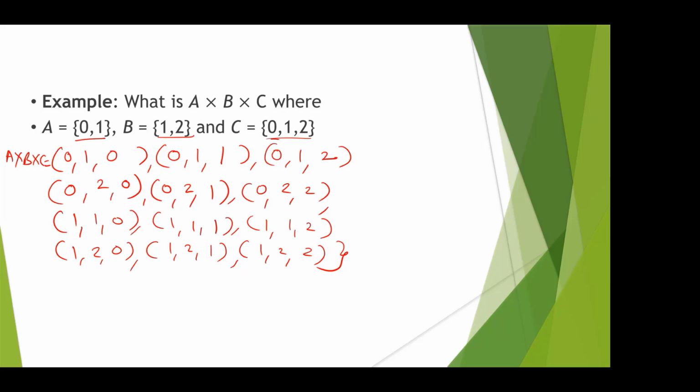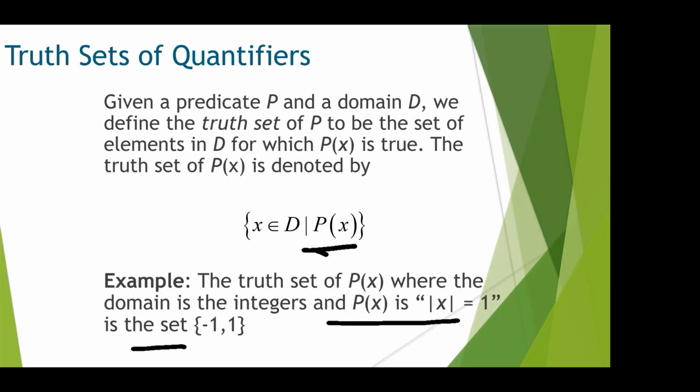Okay, so basically all possible combinations. Mostly in this book we will see that we are talking mainly about pairs. So A Cartesian product B.